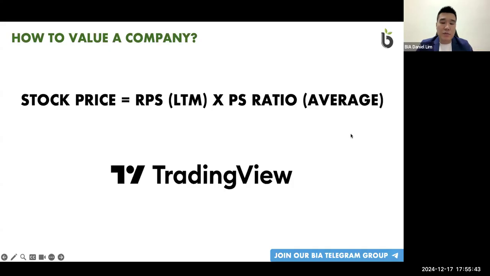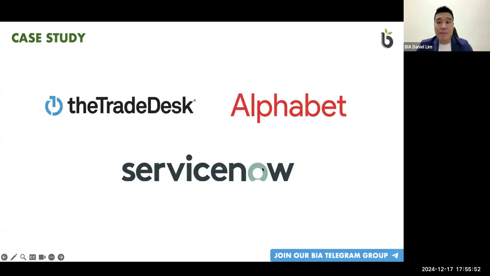Here we will guide you on how to use two platforms: one is TradingView and the other is FinChat. I'll be using three companies as examples for you: The Trade Desk, Alphabet, and ServiceNow. So the first one, of course, is TradingView.